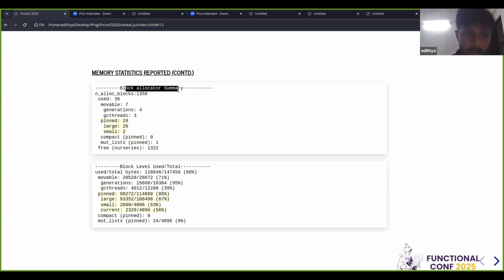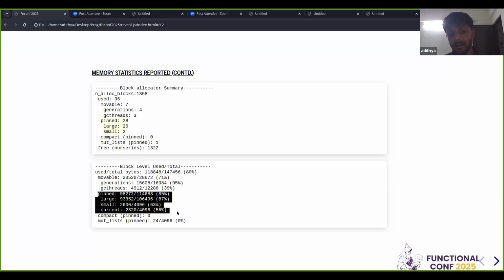So we have the block allocator summary first. It basically says that out of the 1358 4K blocks, 36 of them are used and 1322 blocks are free, right? And out of the 36 used 4K blocks, 7 of those 4K blocks have unpinned memory, and 28 of those 4K blocks have pinned memory. That's what this breakdown says. Here I've highlighted the pinned part because it is the most interesting statistic to look at when we are talking about the 4K fragmentation that we have talked about, right?